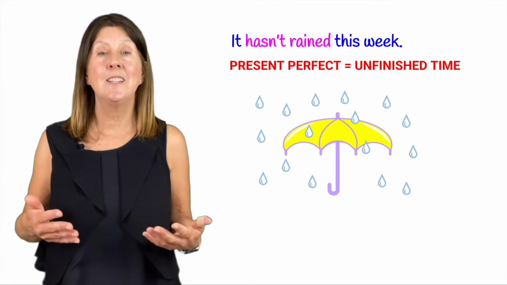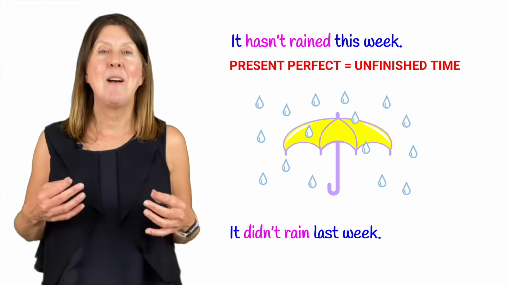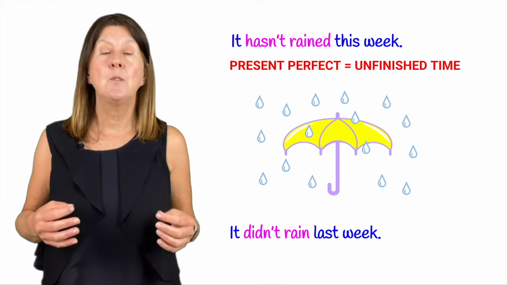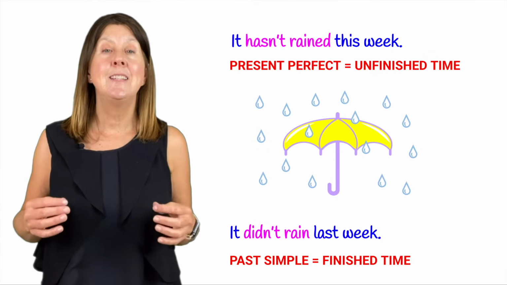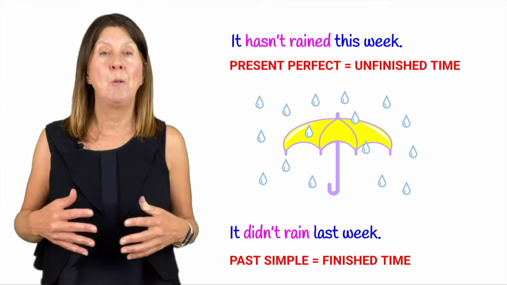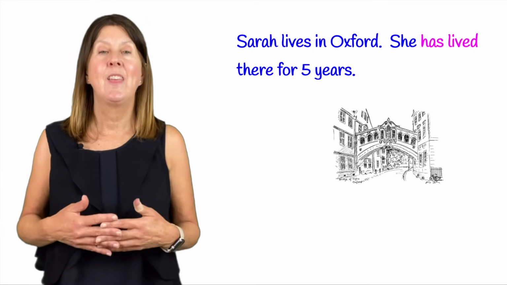Whereas in the second sentence, it didn't rain last week, this is the past simple and refers to finished time. Last week is over and it didn't rain. So for finished time, we use the past simple. Let's look at another two sentences.